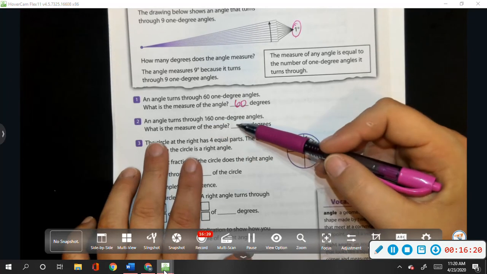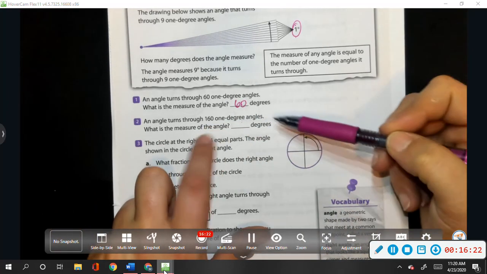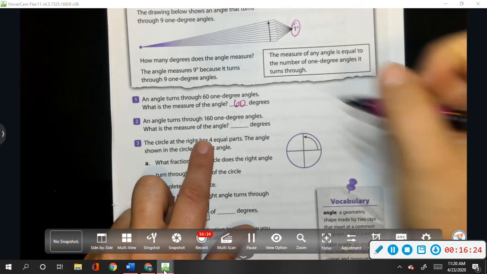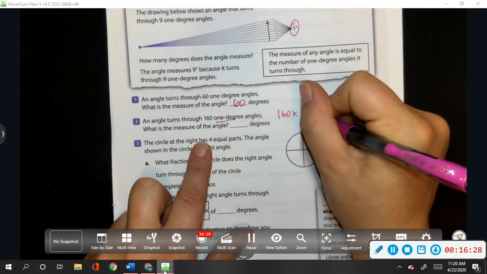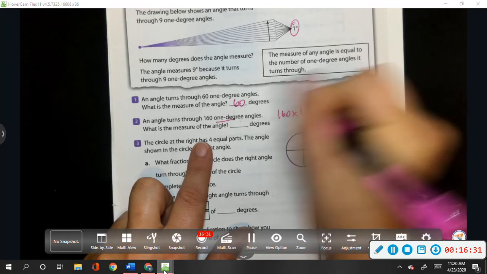An angle turns through 160 1-degree angles. What is the measure of the angle? Same thing. 160 times 1 degree angles is 160. So it's going to be 160 degrees.